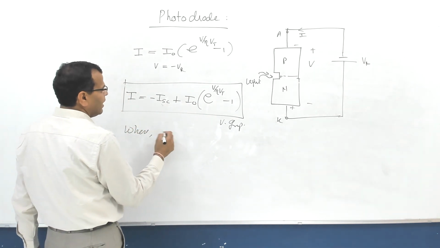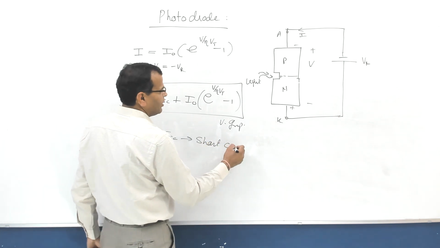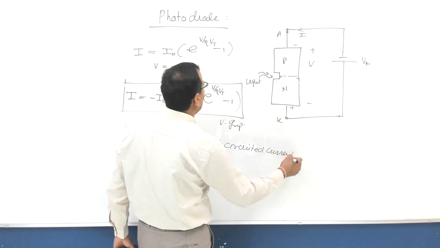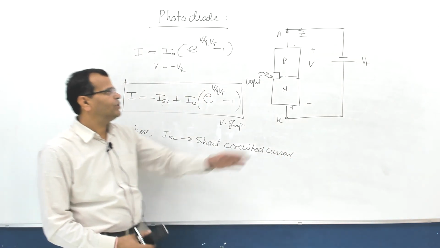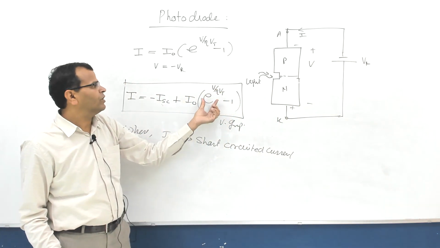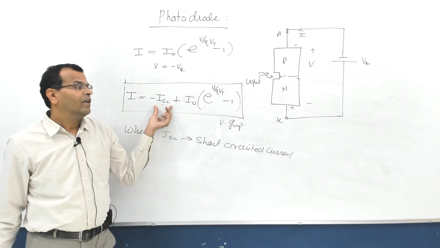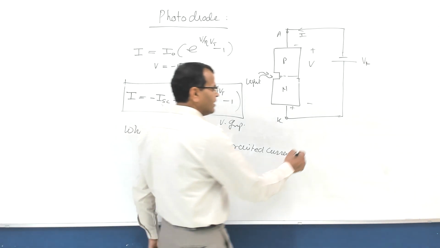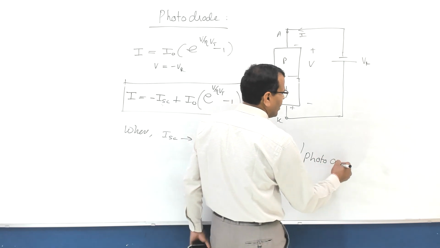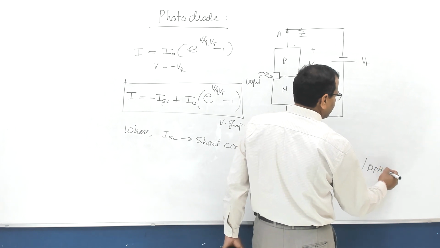This is a very important relation, where ISC is called the short circuited current. What do we mean by short circuited current? If you short this component, V will be 0. If V is 0, the exponential will be 1, and 1 minus 1 is 0. So this will be the short circuited current. Another name for it is photocurrent, and it is also known as optical current.